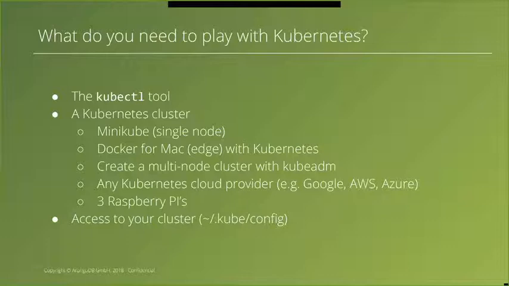So let's quickly go through possibilities here. Maybe the easiest is that you can run Minikube on your computer. So you can have a complete Kubernetes cluster on one machine just for testing purposes. If you have Docker for Mac, then the latest version comes with Kubernetes support. So if you have Docker, you have Kubernetes as well.